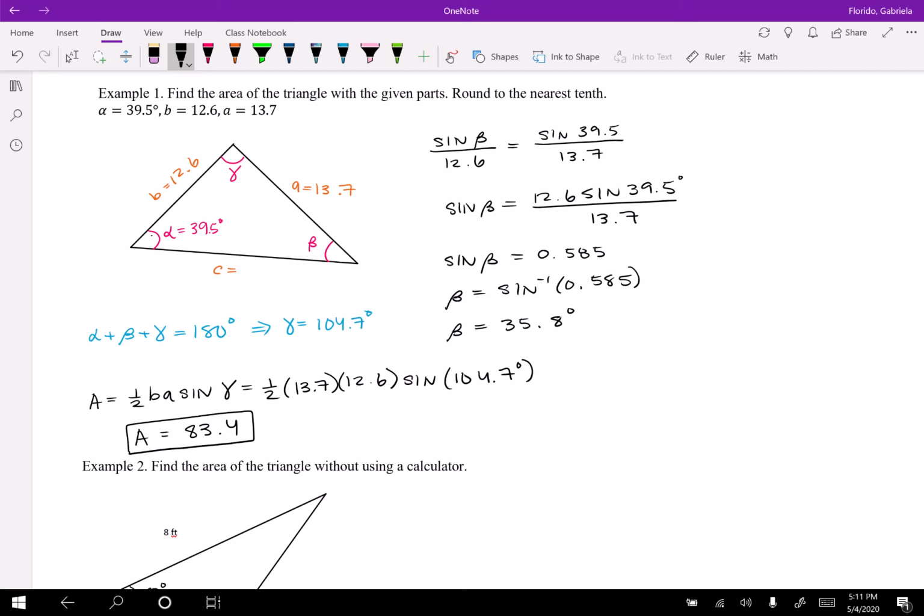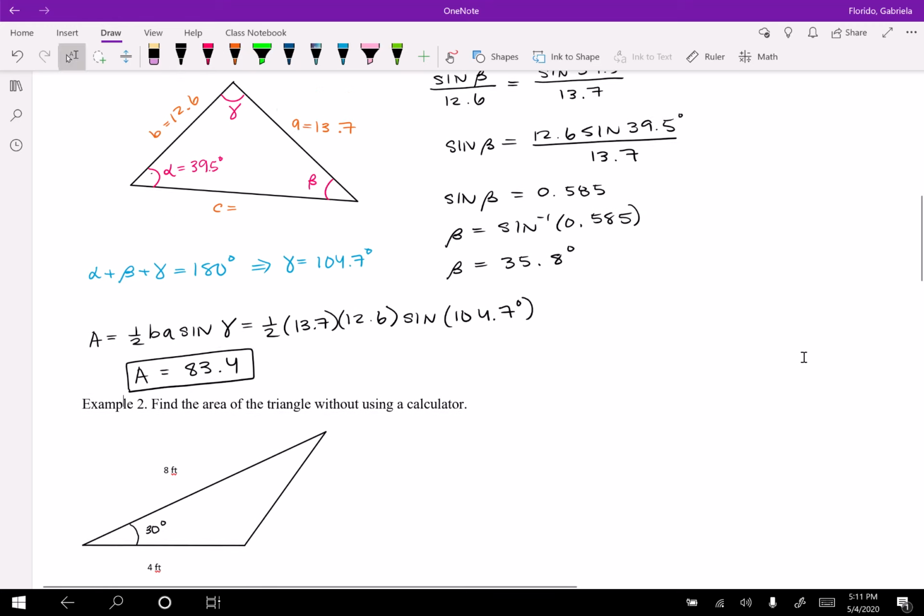So again, there's different ways of approaching this problem. So you could have used the law of cosines to find gamma and not even have to worry about finding beta. But I like using the law of sines, so I use the law of sines first to find beta. And then once we know beta and alpha, then we can find gamma. So again, it's personal preference.